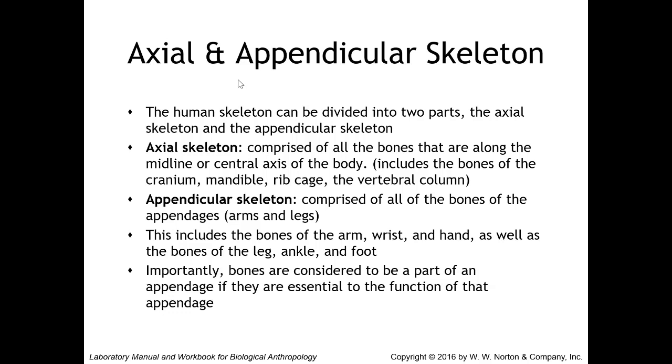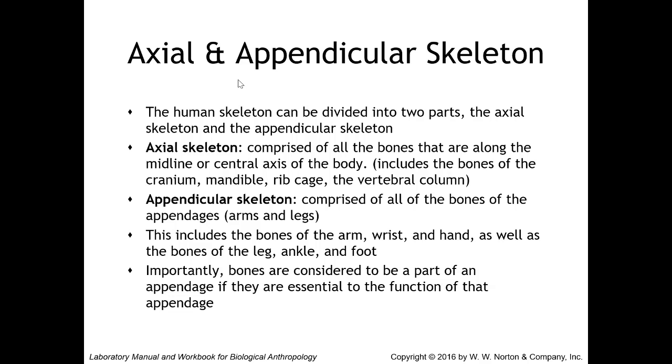Then you have your appendicular skeleton. And the appendicular skeleton is comprised of all the bones of the appendages, your arms and your legs. This includes the bones of the arm, the wrist, the hand, as well as the bones of the leg, ankle, foot. Importantly, bones are considered to be a part of an appendage if they are essential to the function of that appendage.